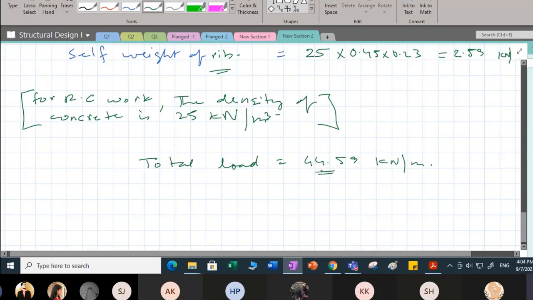This is the load for which you have to design this beam, because this is the service load. Since I will be adopting limit state design, and for limit state design we consider factored load, what is going to be the factored load? Whatever load we have, it is dead load and live load, and we know the load factor for dead load and live load.